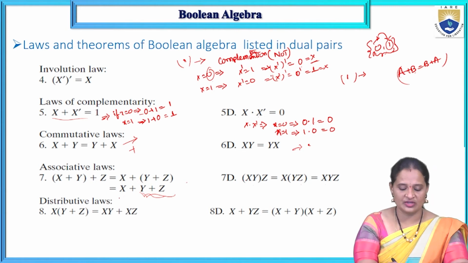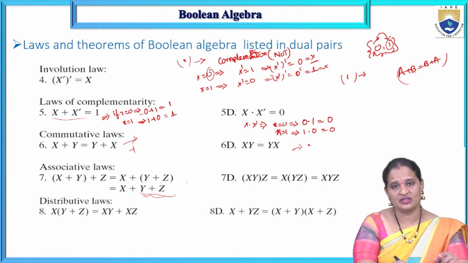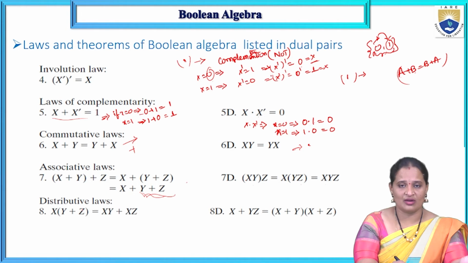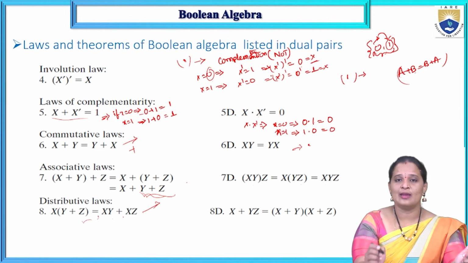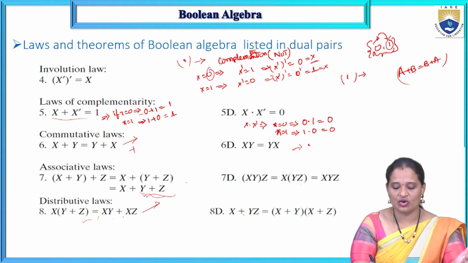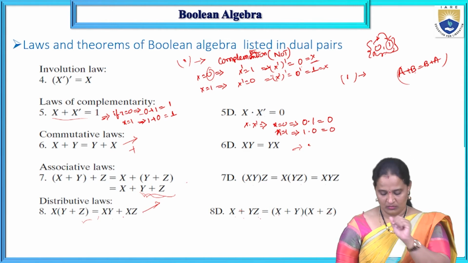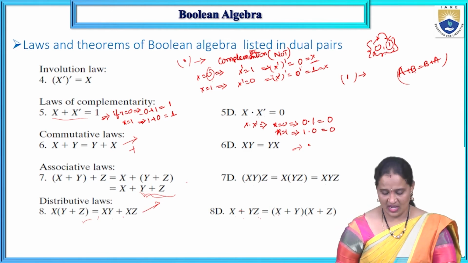So distributive laws. Where the associative law deals with the same kind of operator, the distributive law deals with the multiplication as well as the addition operator. That is, x dot of y plus z can be written as xy plus xz. So this is the distributive law. That means I can distribute the dot operator over the plus operator. Even I can distribute the plus operator over the dot operator. That is, x plus yz is equal to x plus y into x plus z.